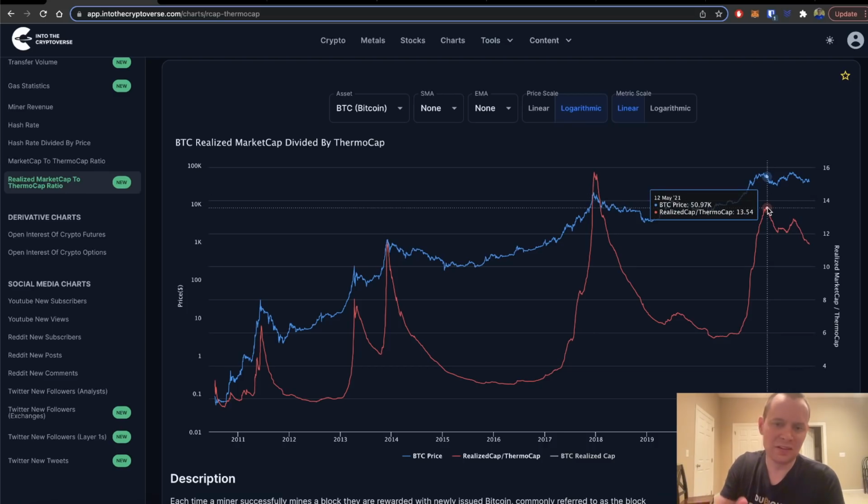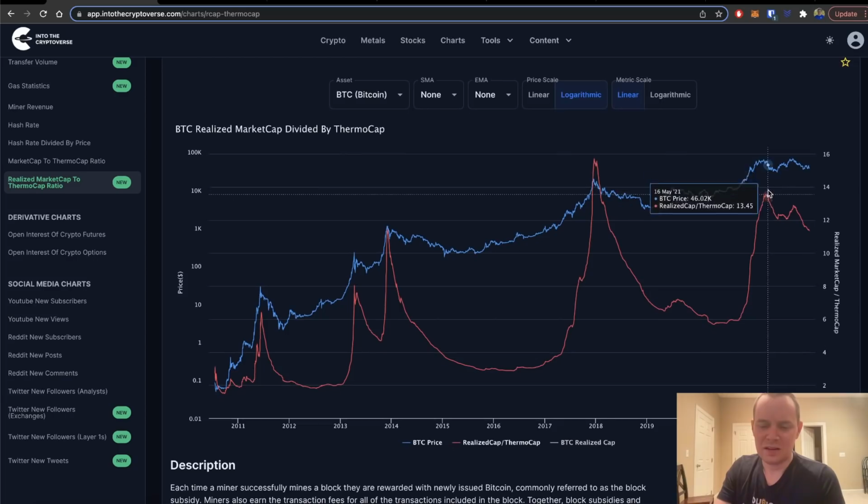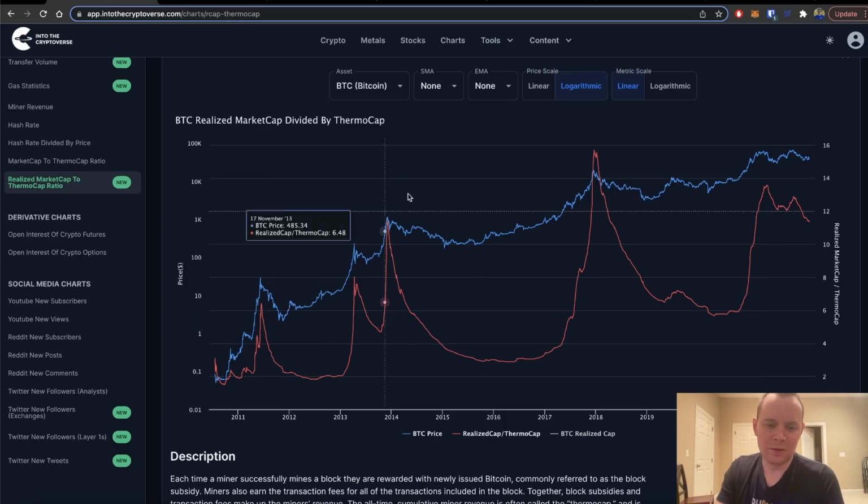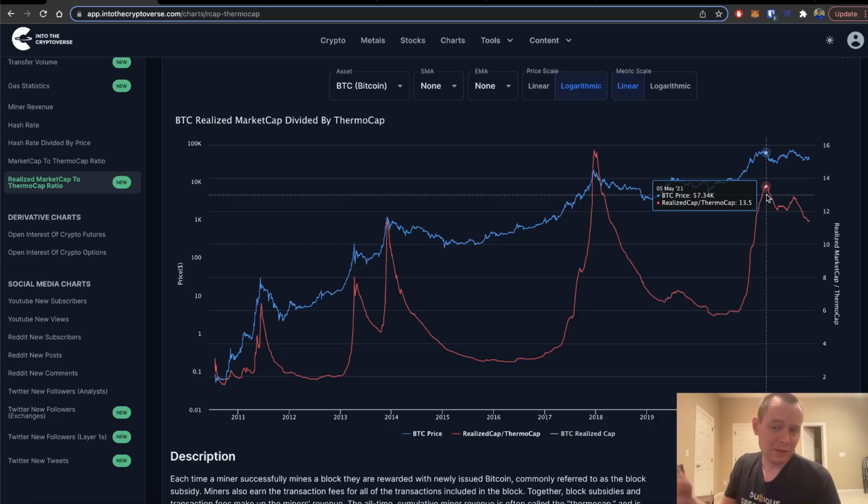But in the meantime, I don't think that this metric would have necessarily been that great at showing the 64K top. I mean, obviously there were a lot of other metrics that we were using that helped us identify this local top over here. I'm not really sure this metric would have been one of them, because if you had been watching this, you probably would have assumed that we would be able to put in a higher high, which we have not done, at least not yet, right? I'm not saying it can't happen. We haven't done it yet.